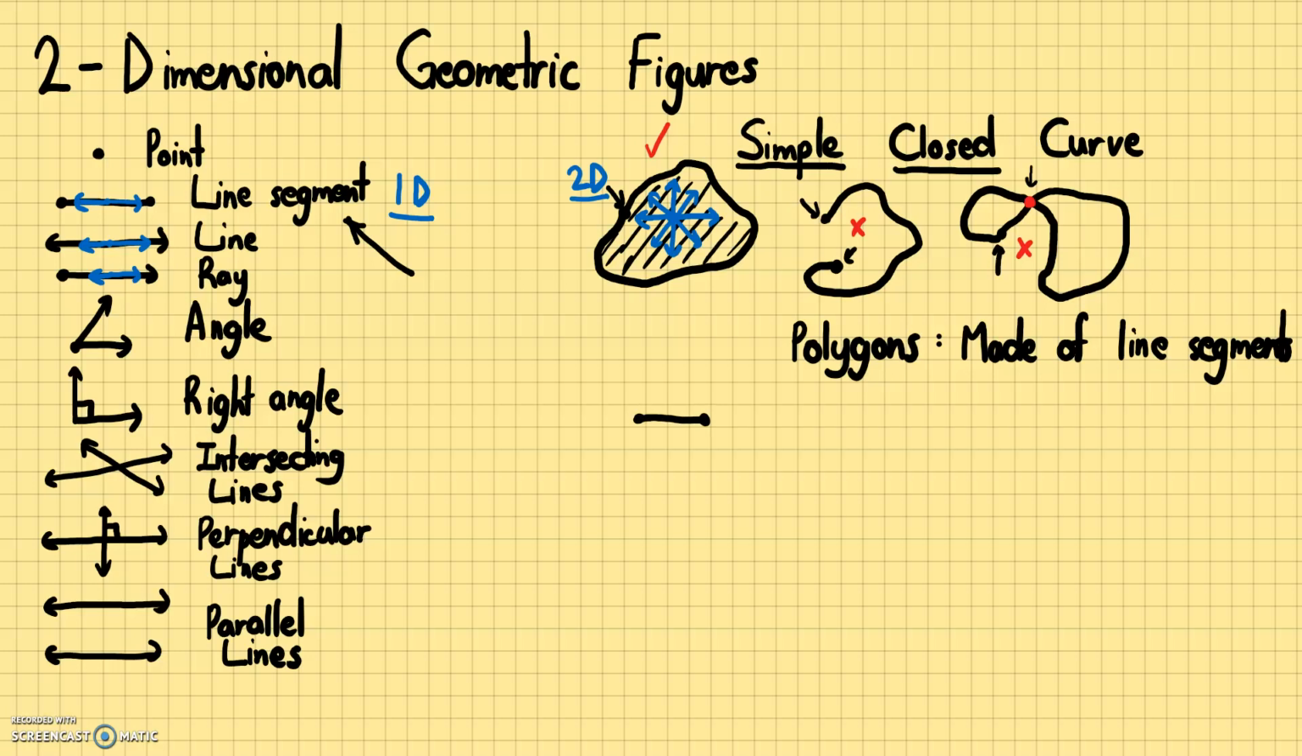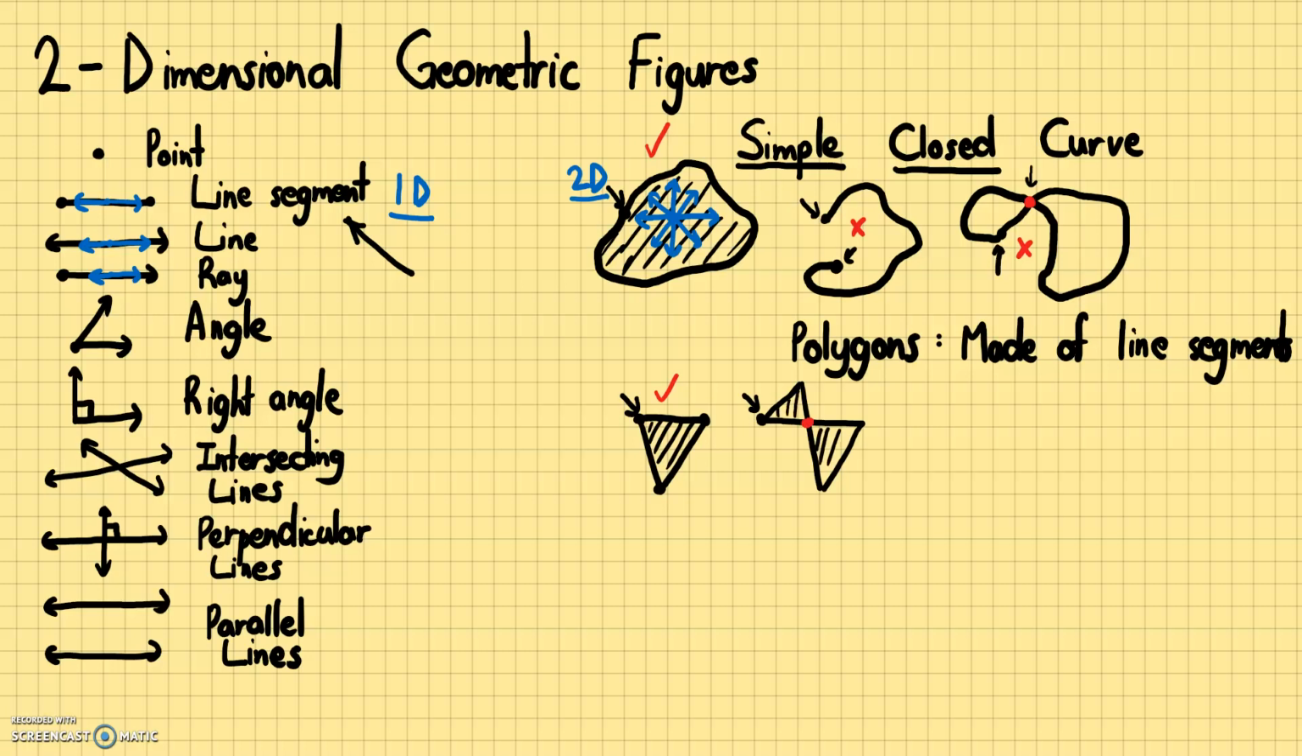I can go like that. I can put another line segment like this. And then I can put another line segment like that. So this one started here and ended here. And it doesn't intersect itself. So this is a simple closed curve, or this is a polygon. However, if I do something like this, this starts here, ends here, but it crosses in between here.